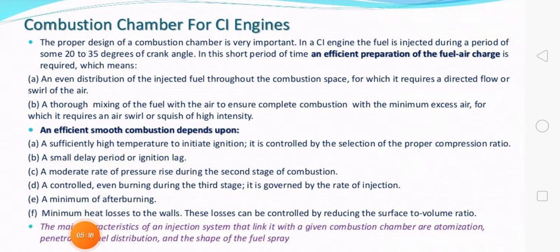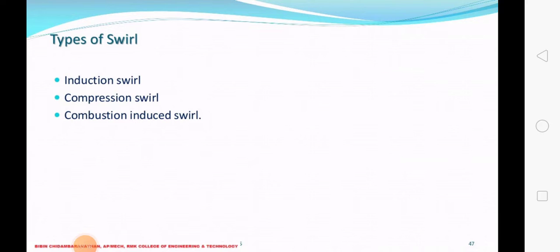We will move towards the next point, that is types of swirl. There are three types: induction, compression and combustion induced. We will see in short what induction swirl is. In a 4-stroke engine, induction swirl can be obtained by two methods: by careful formation of the air intake passages, or by managing a portion of the circumference of the inlet walls. Second is compression swirl and third is combustion induced.